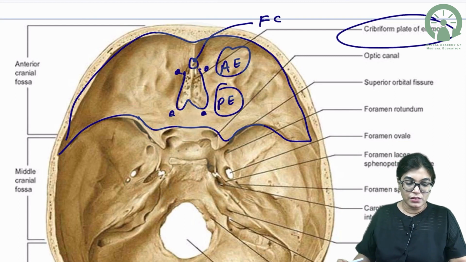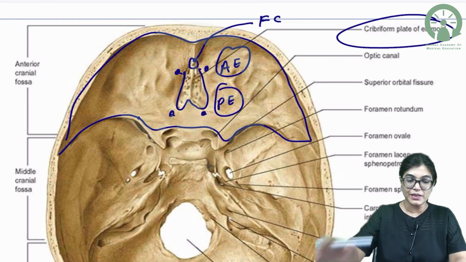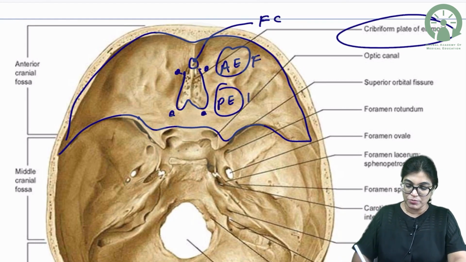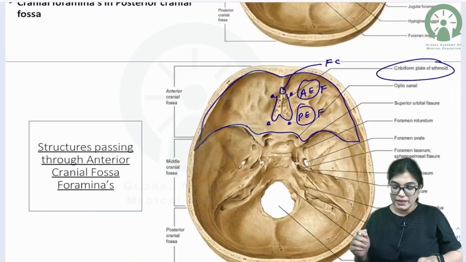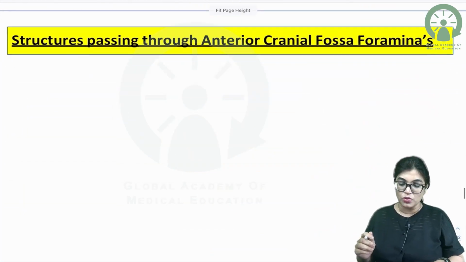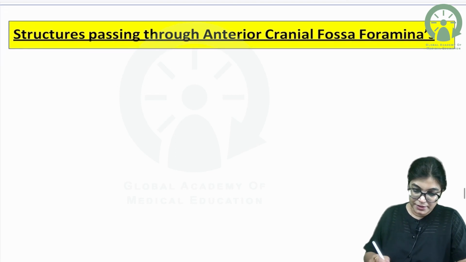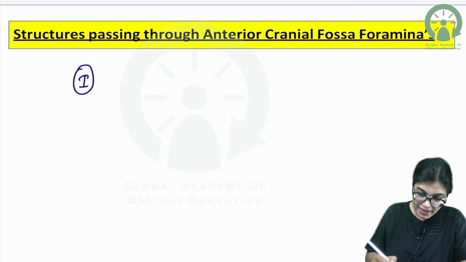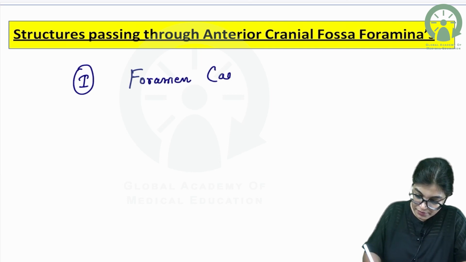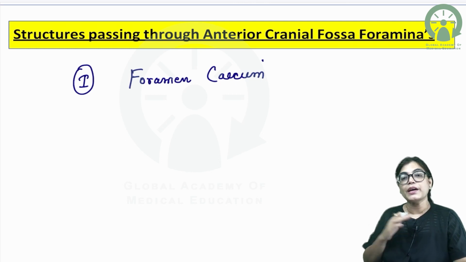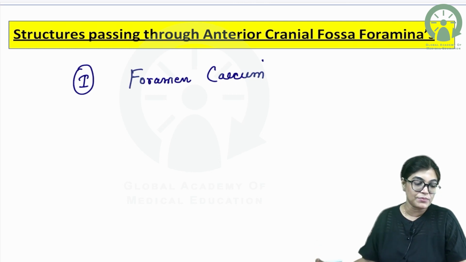We have the openings there, that is anterior ethmoidal nerves and vessels, the anterior ethmoidal foramina and the posterior ethmoidal foramina. Please write down the structures passing through the anterior cranial fossa foramina. The first foramen is foramen cecum. This is very, very important for your FMGE examination. You should know the names of all the foramina and also the structures traversing through them.